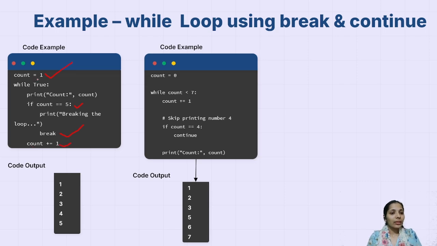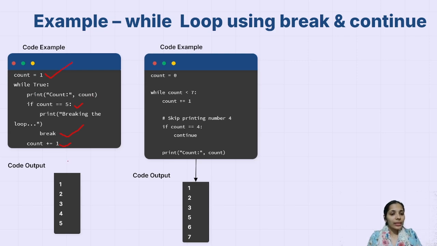First the condition will be checked. The first value of count is 1. So is 1 equal to 5? No, it is not. So it's going to increment the count: 1 plus 1 is 2. While True, yes, so it will print 2 here.